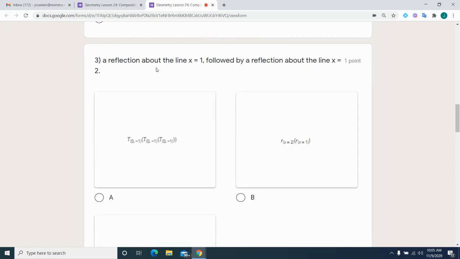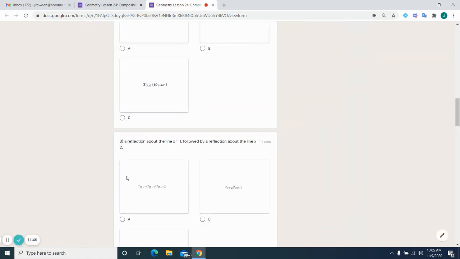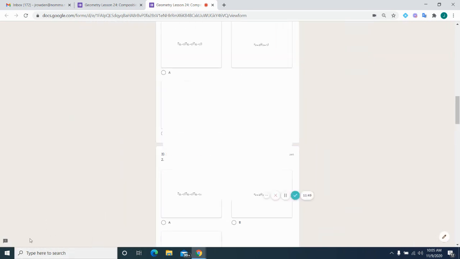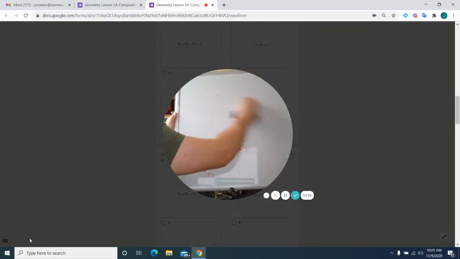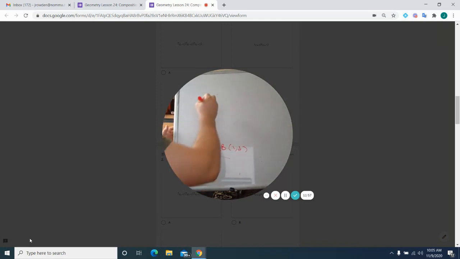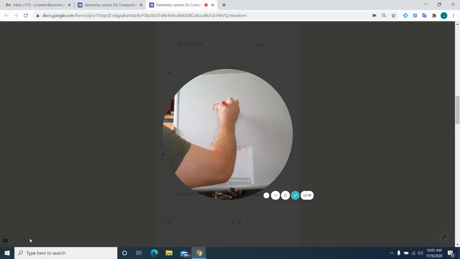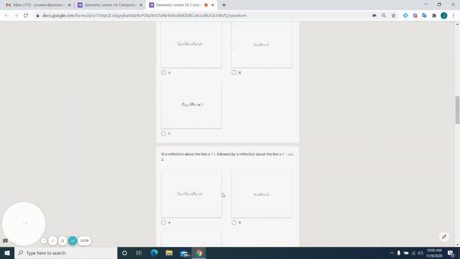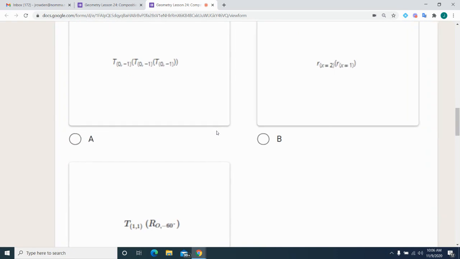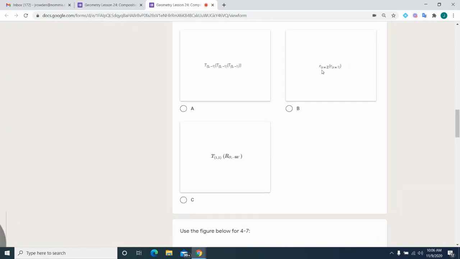Okay. And now we reflect over the line x equals 2. Oh, no. Reflect over x equals 1, then reflect over x equals 2. Okay, so we reflect over x equals 1, then we reflect over x equals 2. There we go.